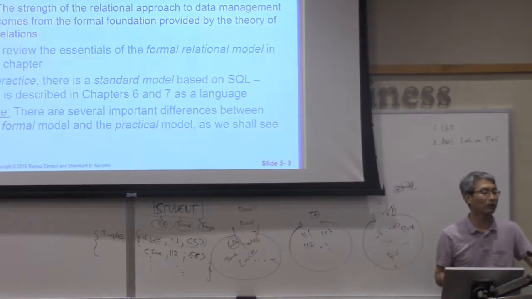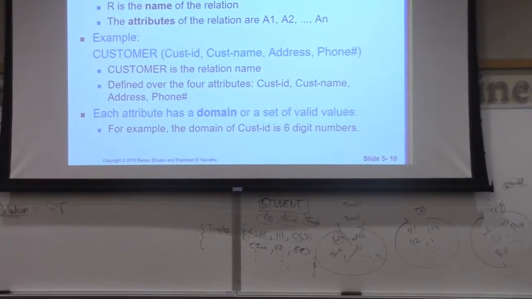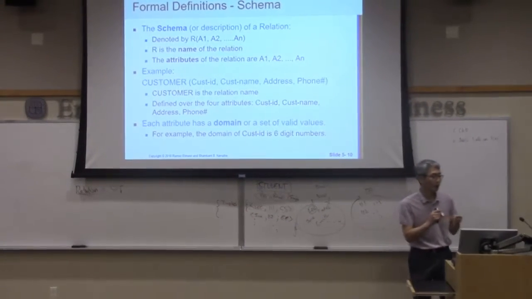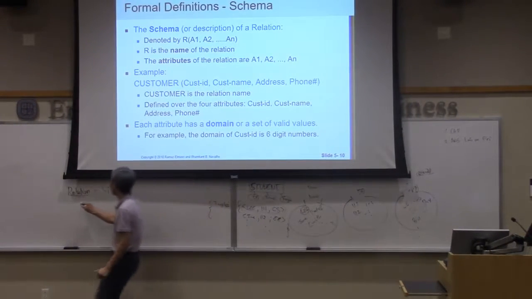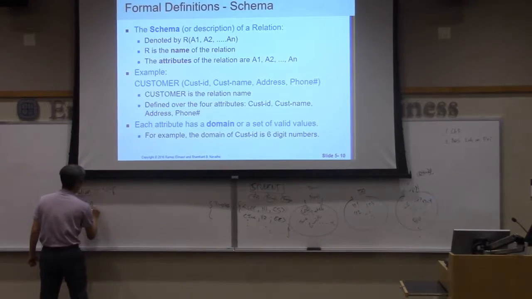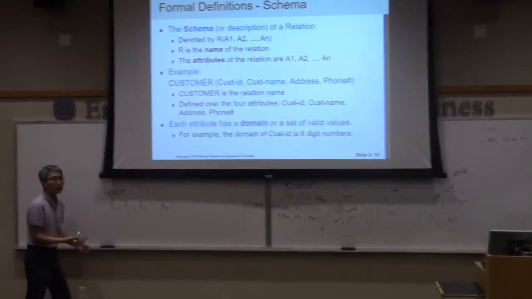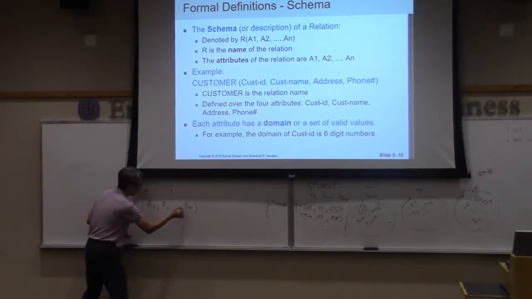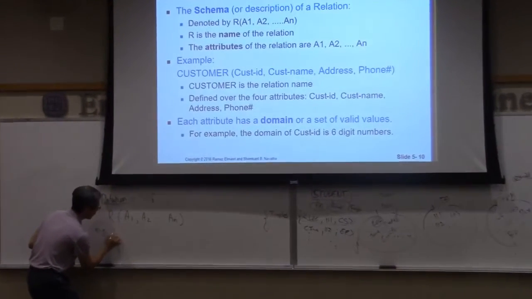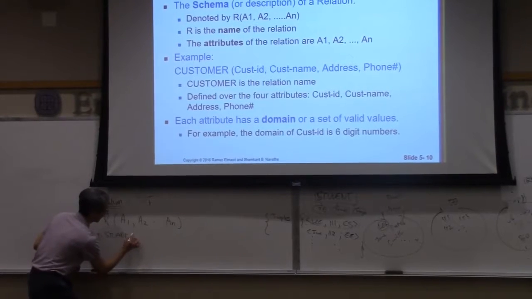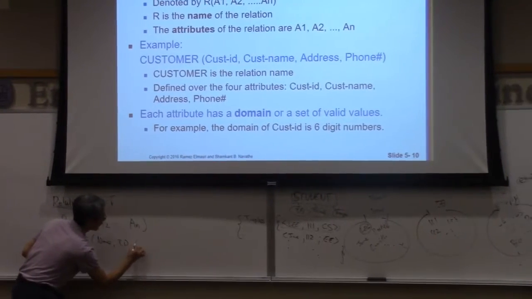So let's go over this. The informal way, I think, of defining a relation R is A1, A2, ..., AN, where A means the attribute. A group of attributes defines the relation. For example, the student relation is the name, ID, and the major.